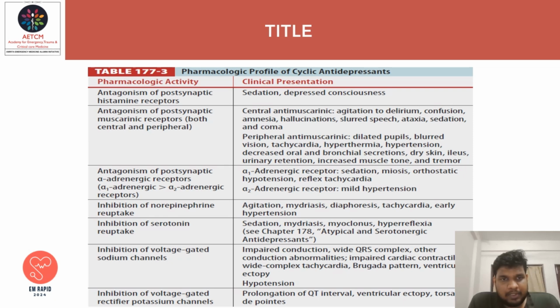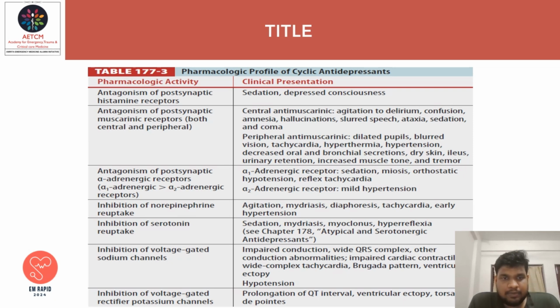Antagonism of postsynaptic alpha adrenergic receptors, alpha-1 receptors more than alpha-2 receptors. Alpha-1 adrenergic blockade leads to sedation, orthostatic hypotension, and reflex tachycardia; alpha-2 adrenergic blockade causes mild hypotension. Inhibition of norepinephrine reuptake leads to agitation, mydriasis, diaphoresis, tachycardia, and early hypertension. Inhibition of serotonin reuptake leads to sedation, mydriasis, myoclonus, and hyperreflexia.